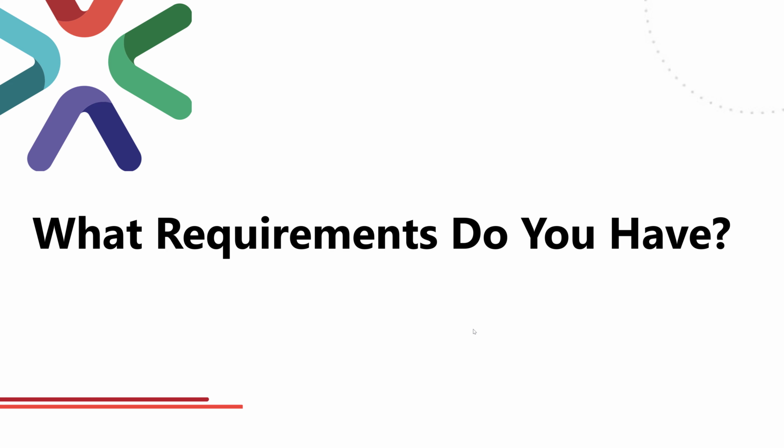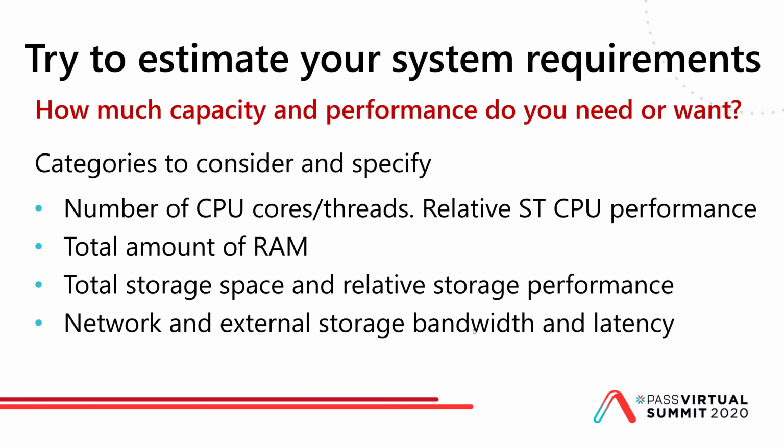So what requirements do you have for your system? You want to try to estimate what your system requirements are. How much capacity and how much performance do you need or just want? So things to think about along this line is how many CPU cores and threads do you think you need? And what relative level of single-threaded CPU performance would you like to have?